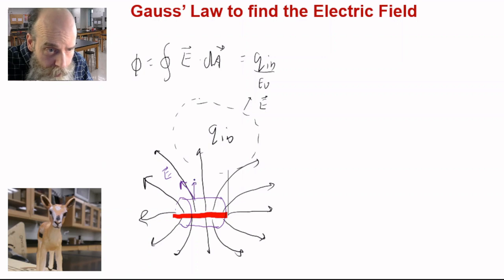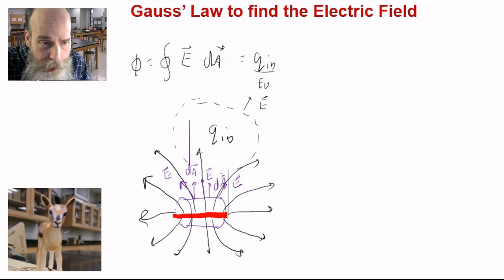and dA is always perpendicular to the surface. So E dot dA, there's an angle between them. But here, E is just straight there, and dA is also straight. They're parallel here. But over here, there's an angle between E and dA. So we don't have a surface for which E dot dA is constant over the whole surface. So we can't use Gauss's law for a line of charge of finite length. But if the line of charge has an infinite length, we can use Gauss's law.